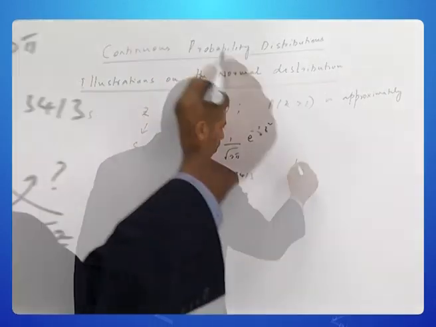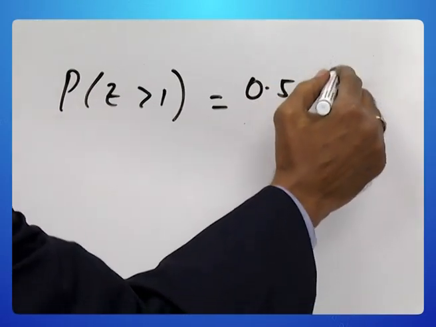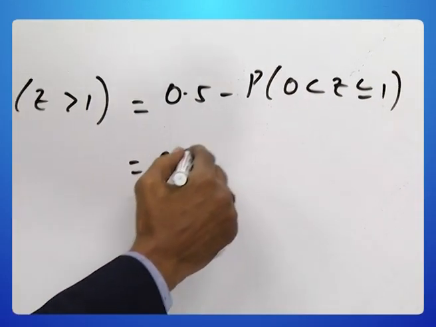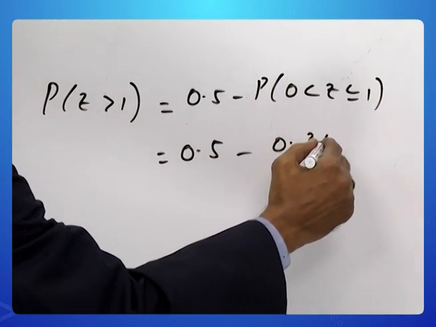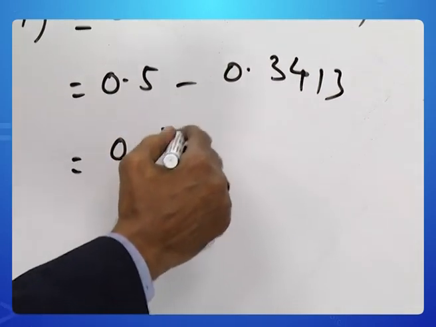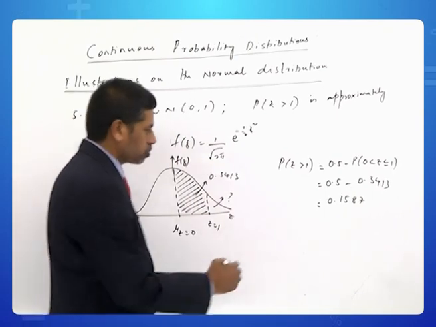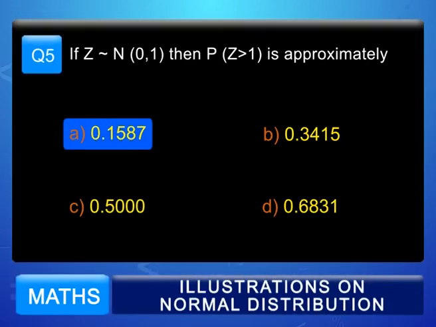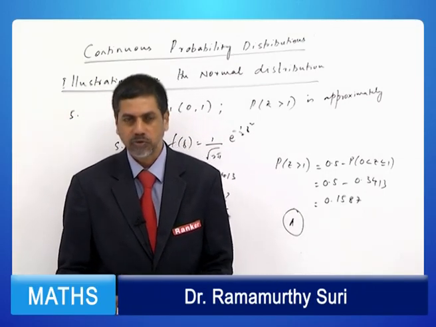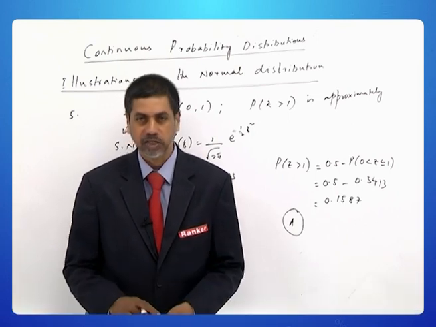So probability that z is greater than 1 will be 0.5 minus probability that z lies between 0 and 1. So this is 0.5 minus 0.3413. So this comes to 0.1587. And this corresponds to option A. So one must have a very good sense of these areas so that it's very easy to calculate these probabilities. Otherwise, you have to integrate and get the results, which is extremely difficult.